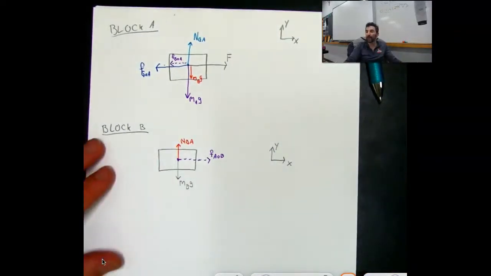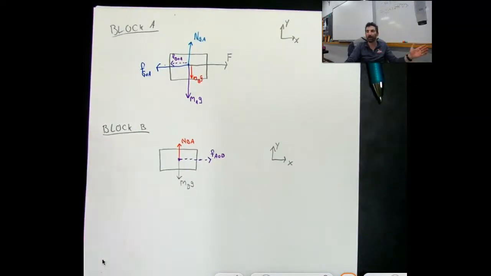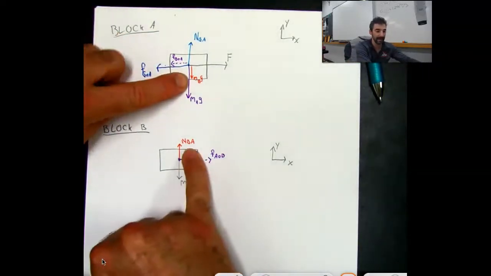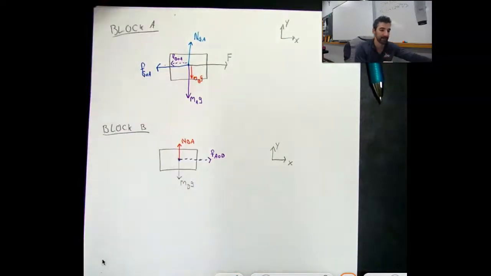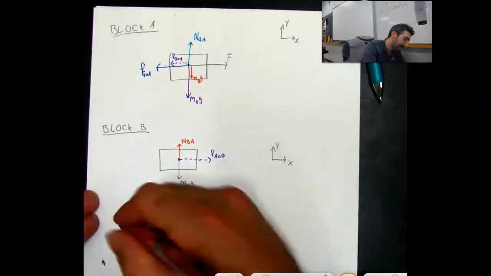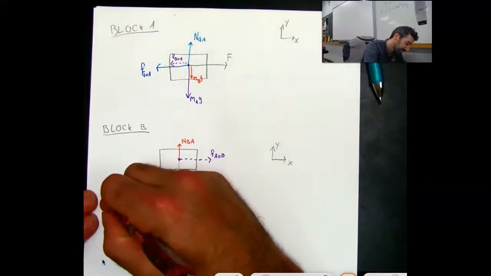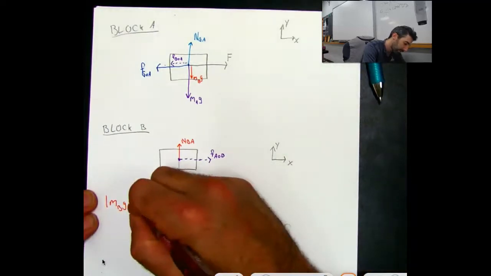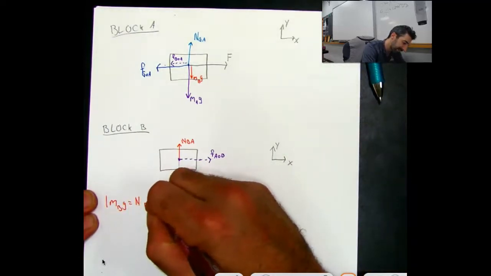So I want to try now and match up our pairs. And when I match up the pairs, looking at the screen, not the camera, we want to pair up our interactive pairs. In other words, our action-reaction forces, right? So we have, let's see, MBG and NBA. Those are my action-reaction pair. So I know the magnitude MBG is equal to the normal force of B acting on A, right?